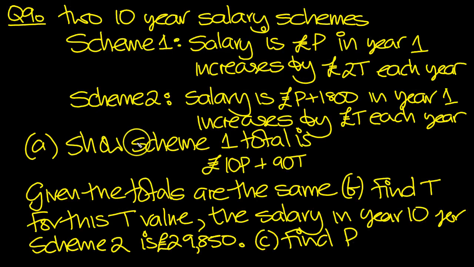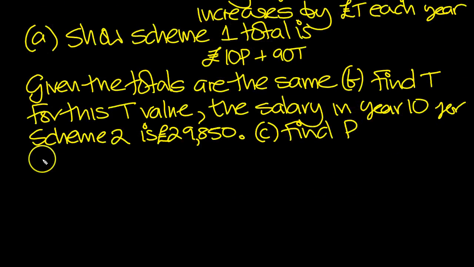So I've summarised the question here. It's rather a long question, so let's have a little look at it then. So part A, show that the scheme 1 total is this. So we start off with scheme 1, £P in year 1, and we increase by 2t. So A, scheme 1 total.